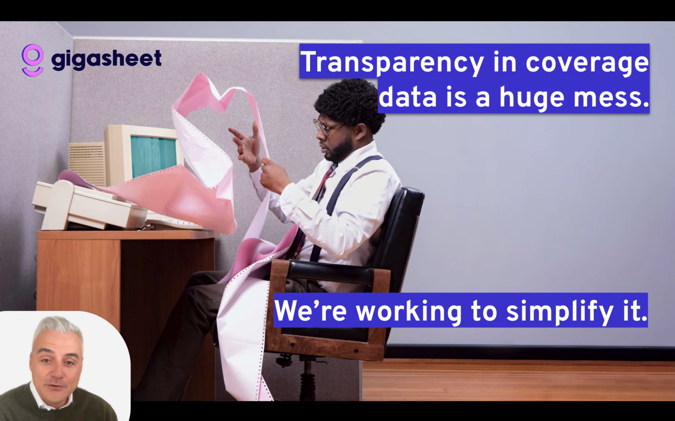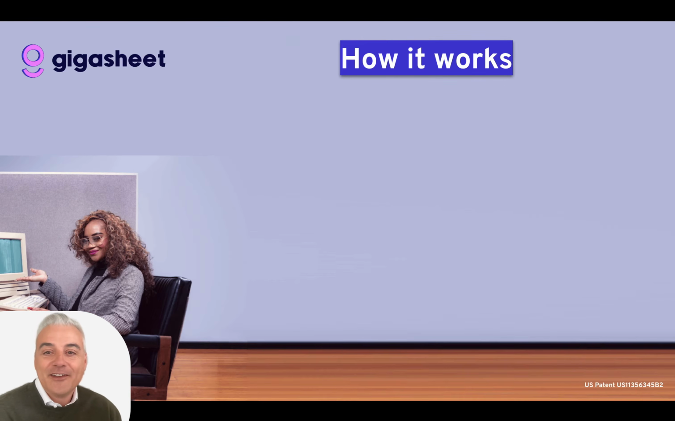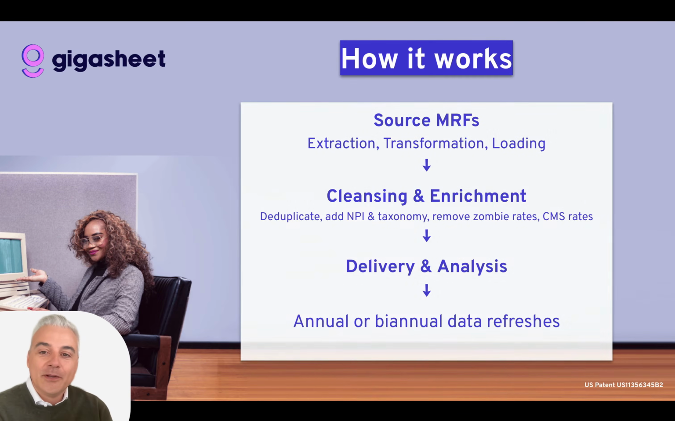These files are huge, and in general, they're very messy. And what Gigasheet does is we've built infrastructure that allows us to source these MRFs, these machine-readable files, extract the data automatically, and flatten it to a spreadsheet-like interface. We do a lot of cleansing and enrichment as part of our pipeline to deduplicate rates, add NPI and taxonomy information, remove irrelevant zombie rates, and even enrich it with Medicare reimbursement data.